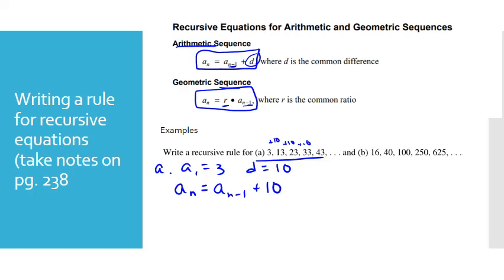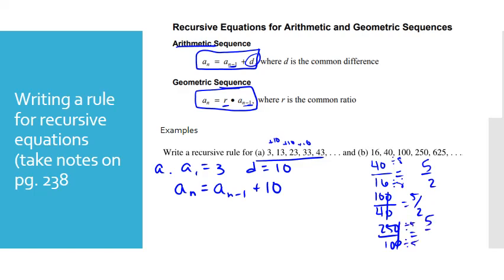Okay, and the next one, I don't see anything as a common difference, so I'm going to try a ratio. So I have 40 over 16. Let's see if I divide by 8 and reduce that, I have 5 over 2. So what I want to do is make sure that that is consistent or constant. So that would also be 5 over 2. And then let's just do one more. 250 over 100 would be divided by 50, would also be 5 over 2. So I feel like my ratio is 5 over 2.